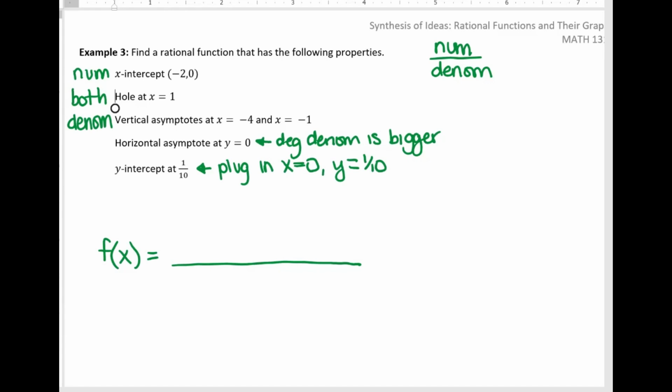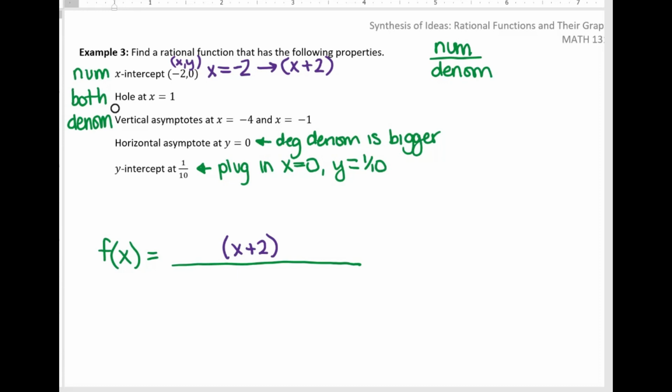Let's go back and find our factors. We have an x-intercept of -2, 0. That tells us that x is equal to -2 because x, y in the ordered pair. And that tells us our factor is x plus 2. We said the x plus 2 needs to come from the numerator or the top. So let's go ahead and put the x plus 2 up top.